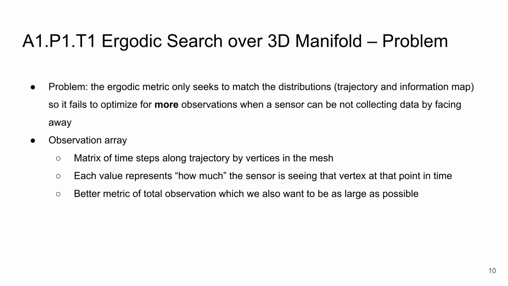In our new approach, we come across another problem, though. The issue is that the ergodic metric only seeks to match the distributions between the trajectory and the information map, and it doesn't optimize for more observations when a sensor cannot be collecting data by facing away, for example. So we introduce a new metric called the observation array. The observation array is effectively a matrix of time steps along the trajectories by vertices in the mesh, where each value in this matrix represents how much the sensor is seeing that vertex at that point in time. And this becomes a better metric of the total observation, since we want this array to basically be as large as possible.